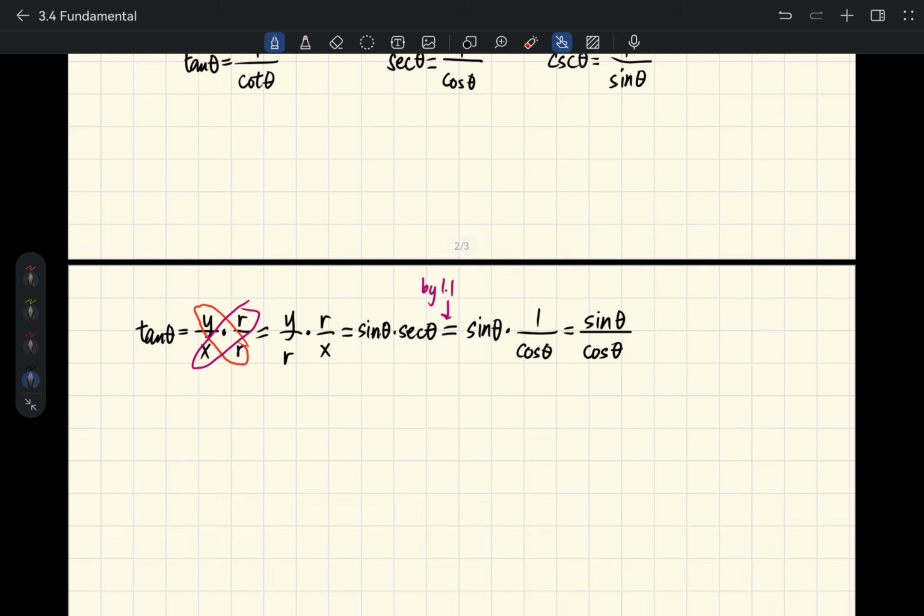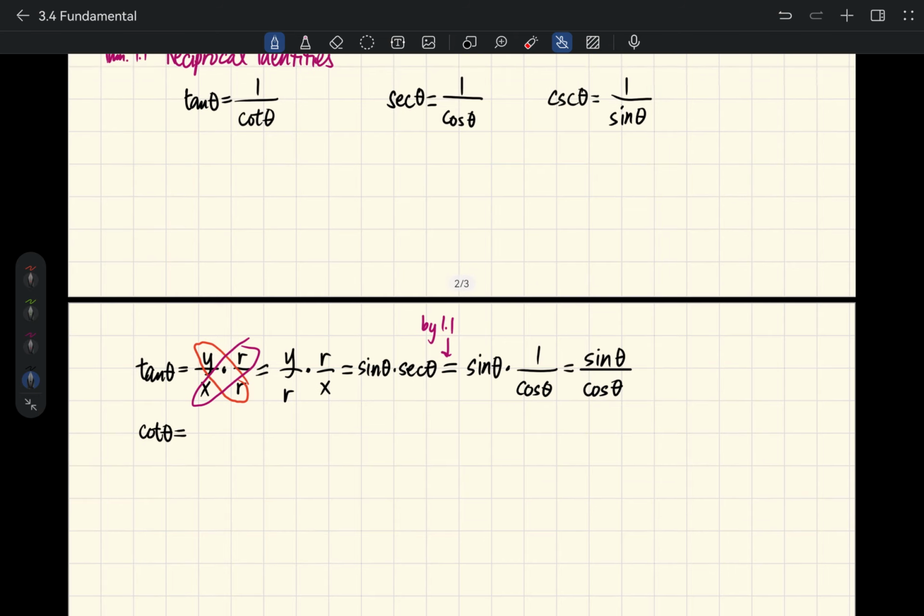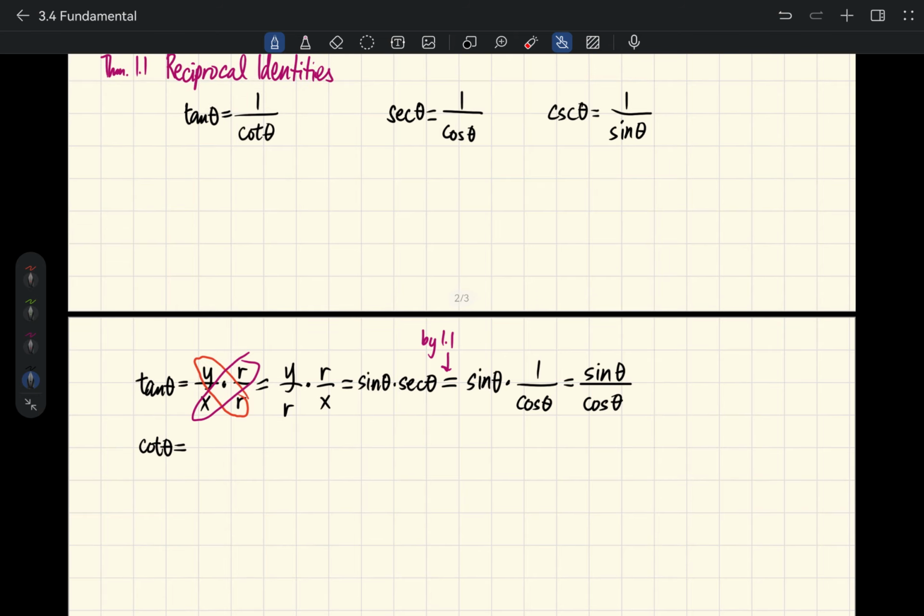So what did we do? What we did basically is write the tangent function in terms of the sine and cosine functions. And similarly, we can do that with cotangent theta by taking note that from theorem 1.1 right here, we can also say that cotangent theta equals 1 over tangent theta.